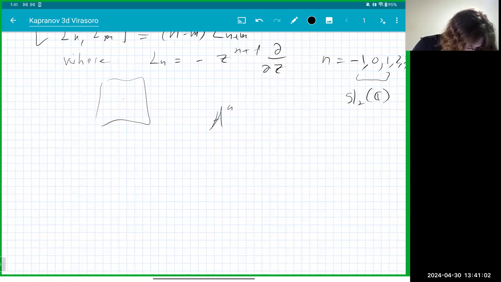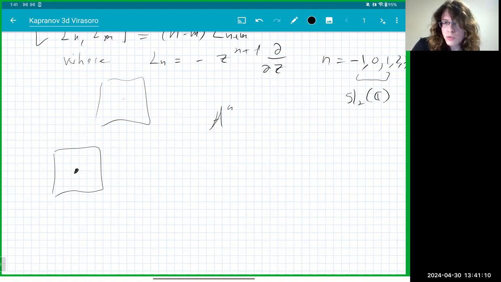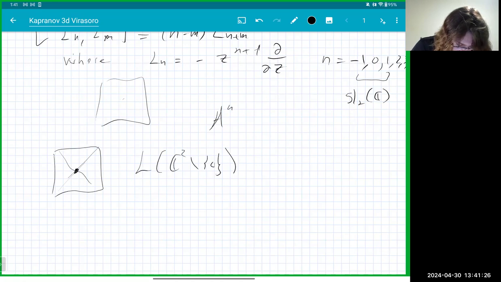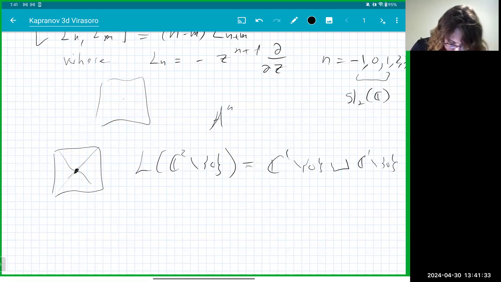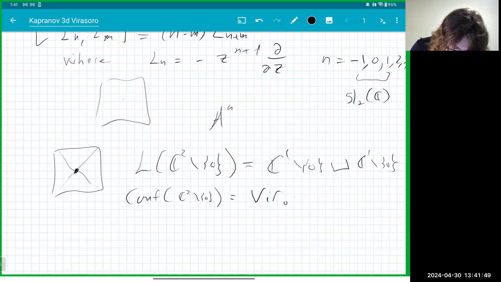So, if I just remove a point from C2, then the question is, how do I even define ambitwistor space? Now it's not a geodesically complete manifold. My guess was just to remove all lines passing through zero. If you remove all these lines, you'll get just the union of two C1s with zeros removed. And then you'll get already the full Virasoro algebra, indeed Virasoro plus Virasoro left, but with central charge still equal to zero, yeah?